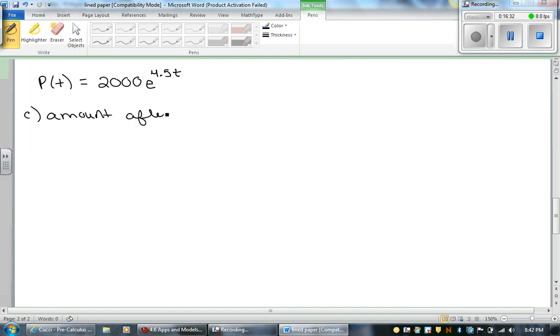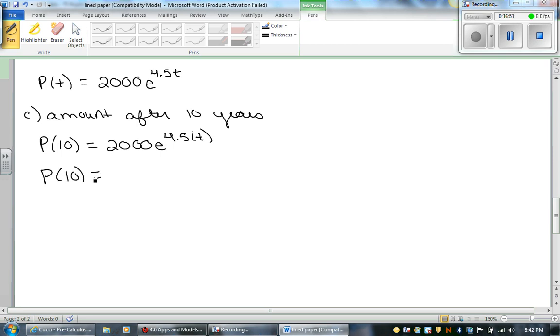All right, so part C wanted to know the amount after 10 years. So we've got our function here. All we need to do is evaluate it at 10. And again, you're going to simply place that right into your calculator. And you're going to find that value to be approximately $3,136.62.